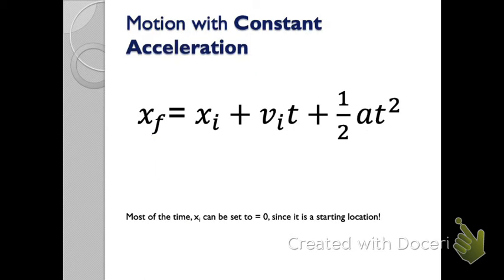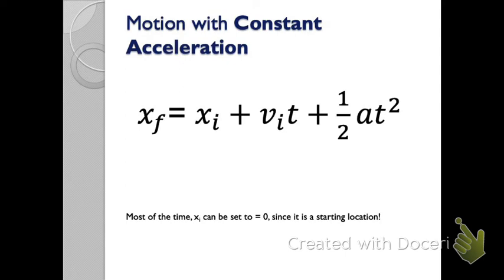Second thing I wanted to talk about is this xi, my initial displacement, is usually going to be 0. Usually I don't talk about a starting point and an ending point. I just say it traveled 40 meters, right? And so my final displacement would be 40. My initial would be 0. So most of the time we just get to leave that out of the equation, okay? Sometimes I write it as we get started, but for the most part, that xi is going to be 0 since it's our starting location.